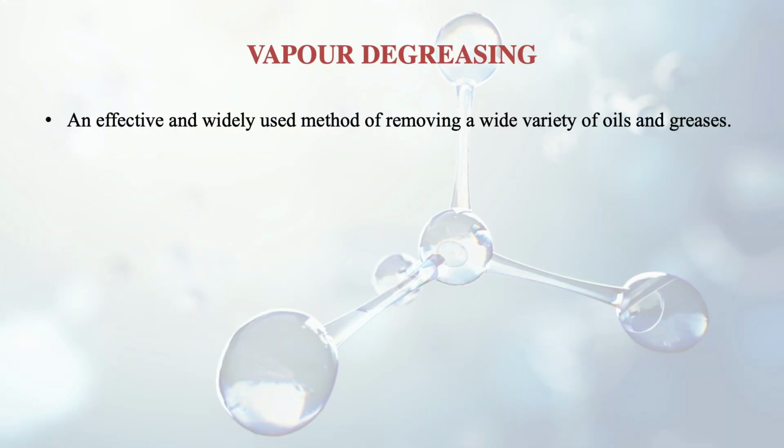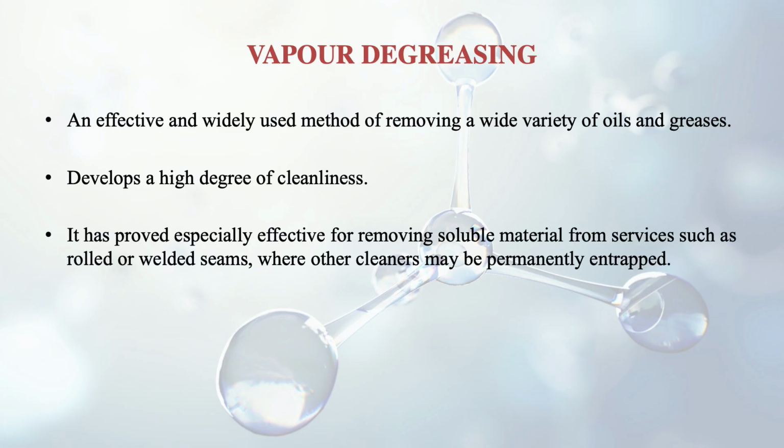All these are chemical only. Till now we are discussing the chemical type of cleaning process. So this is a very effective and most commonly used method for removing again varieties of oils and greases. This process gives us a high degree of cleanliness, and is especially effective for removing soluble material from surfaces such as the rolled or welded seams, where other cleaners may be permanently entrapped. So in case we are using other methods, cleaners may get entrapped in certain parts.